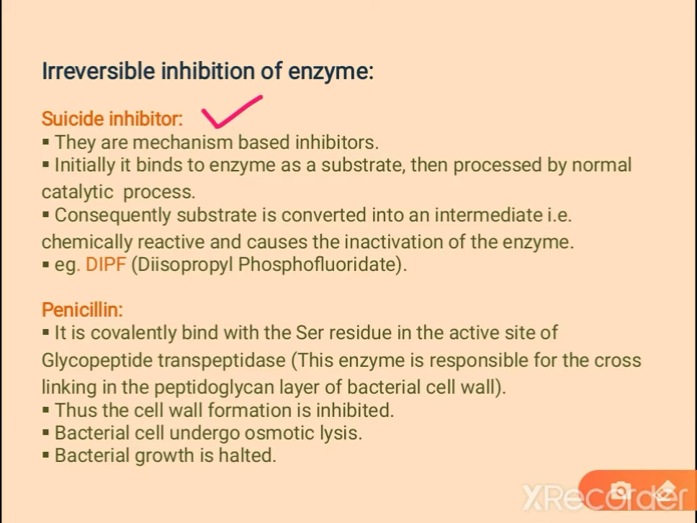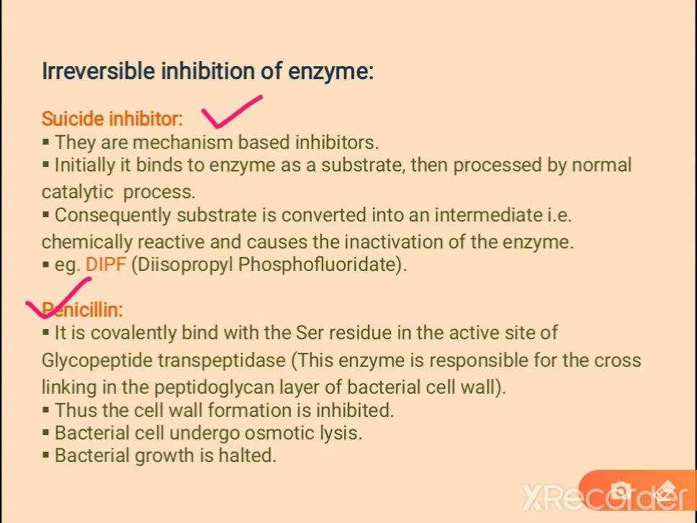The enzyme and the inhibitor, which binds to the enzyme, form an enzyme substrate complex, fully activated. But from the enzyme substrate complex, what do we get? We get the product, but in this case we cannot get the product. We get an intermediate which is chemically highly reactive and causes the inactivation of the enzyme. The example of suicide inhibitor is DIPF or diisopropyl phosphofluoridate.